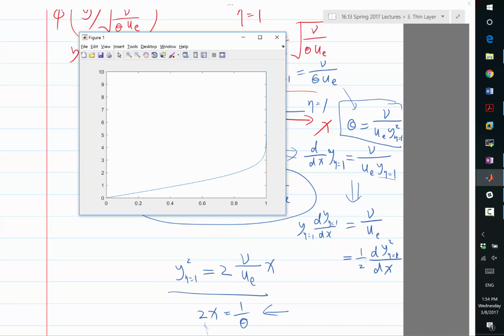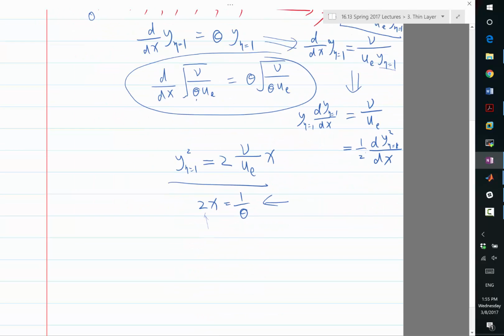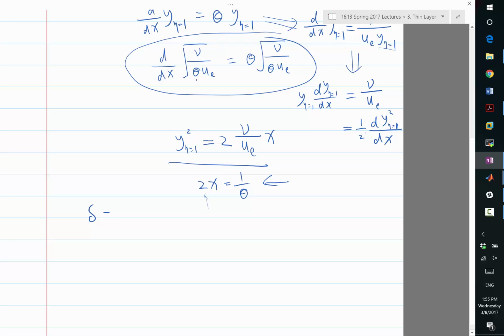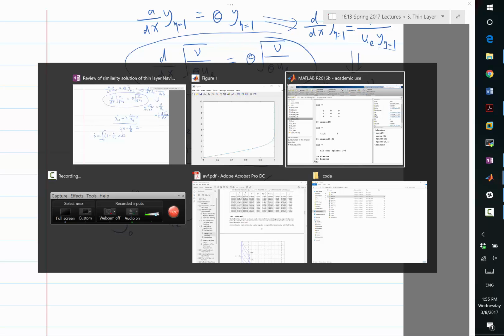By the way, the displacement thickness is the integral of the free stream velocity minus the streamwise velocity, divided by the free stream velocity. So I'm going to write delta equal to the integral from 0 to infinity dy of 1 minus u divided by ue. All right, so let's do a numerical integration here.